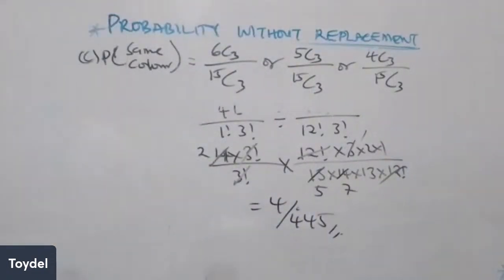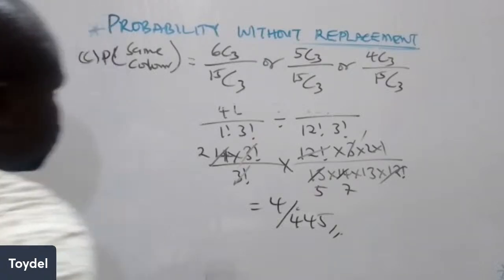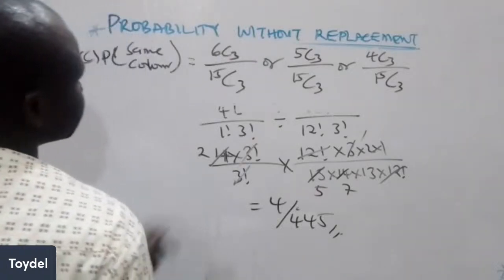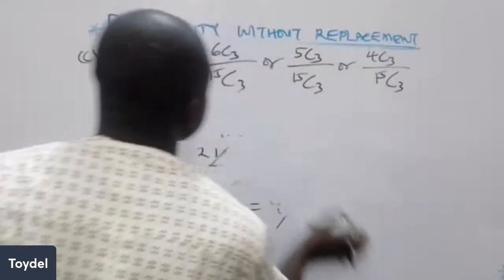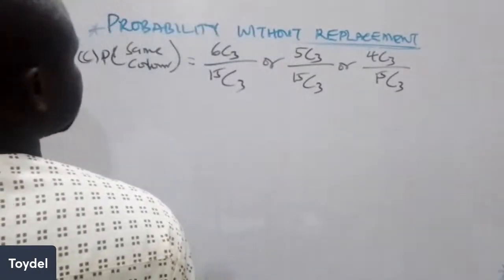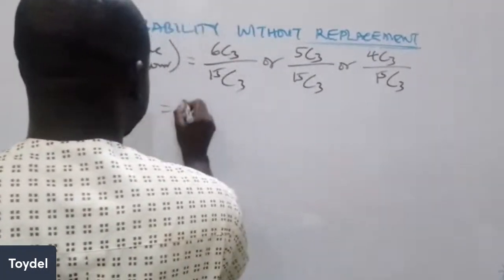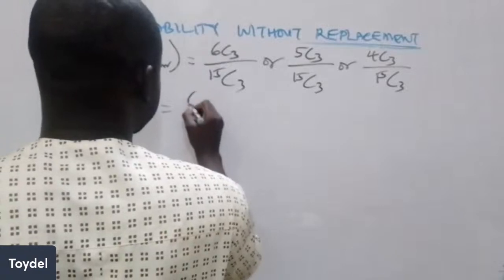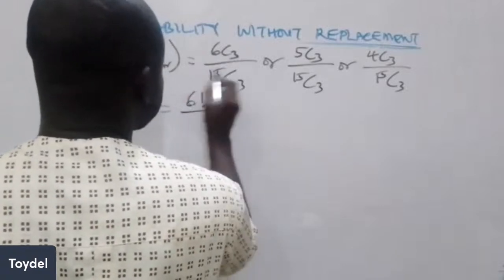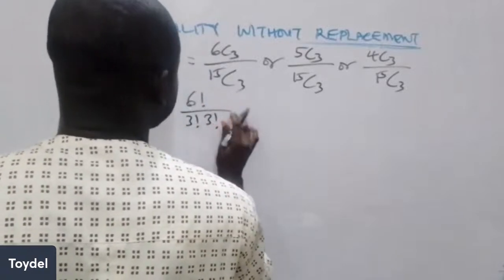So if we actually do that, then what do we get? This is what we are going to get. We are going to have, in this case, 6 combination 3. That will be 6 factorial all over 6 minus 3 factorial, 3 factorial.